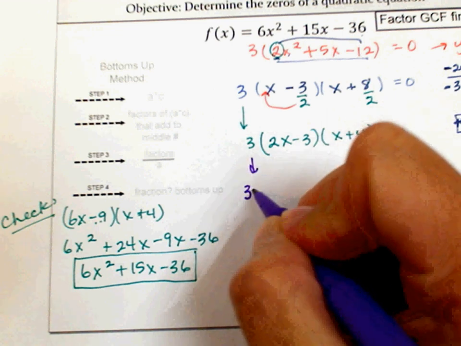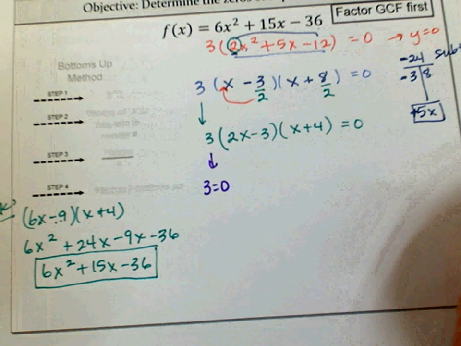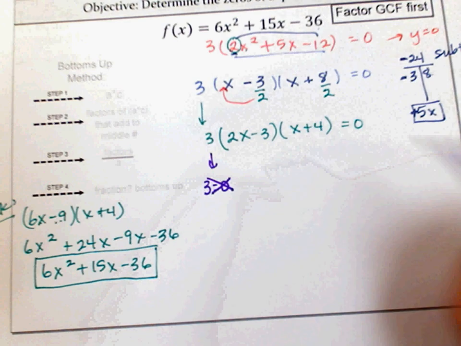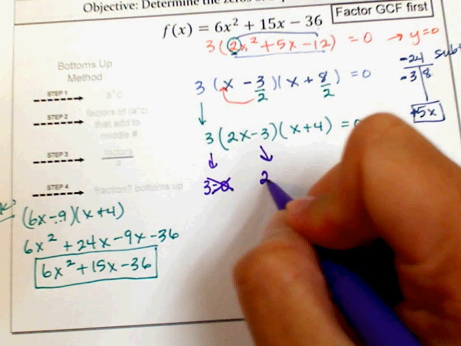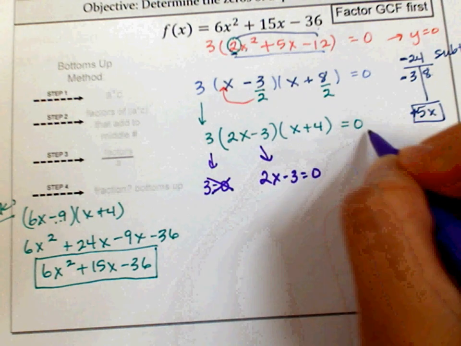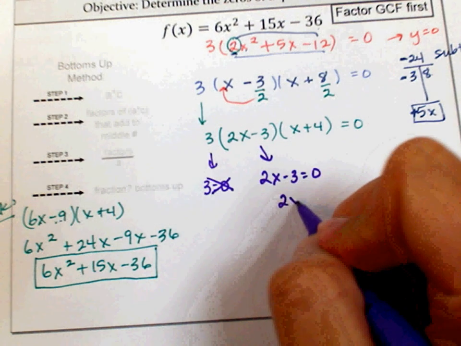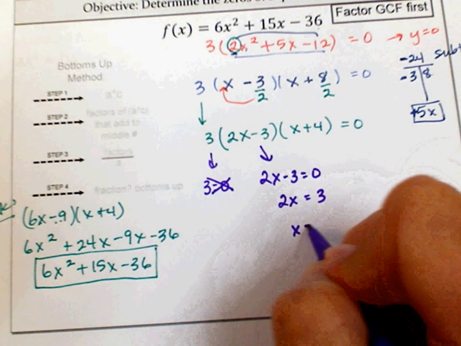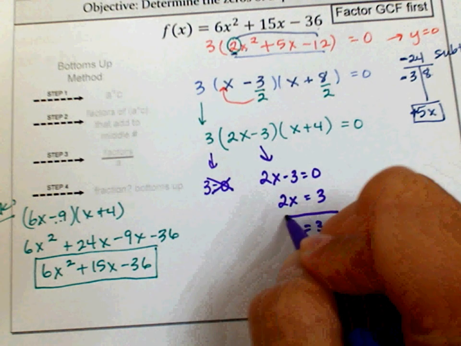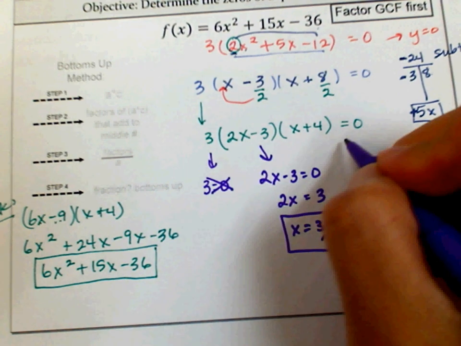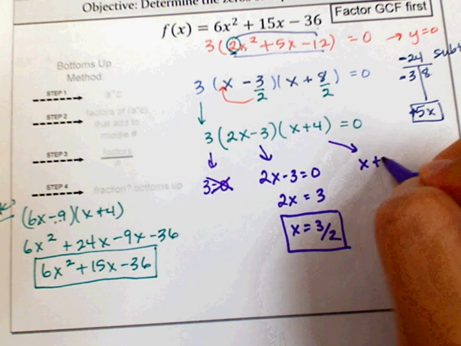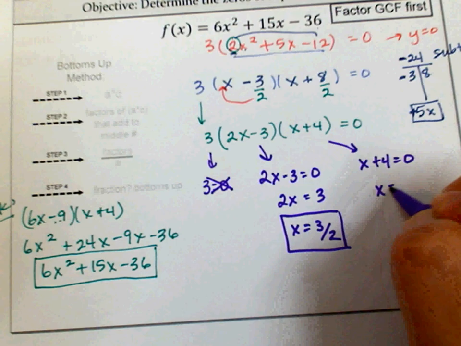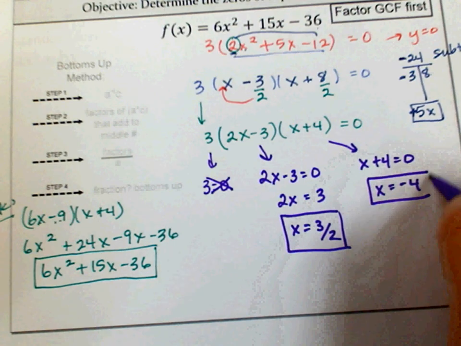3 equal to 0. Is 3 ever equal to 0? Nope, so you ignore that one. 2x minus 3, set that equal to 0. Solve, divide, and your solution comes out to be 3 over 2. Set also the other factor form equal to 0. Minus 4, so your other solution is negative 4.